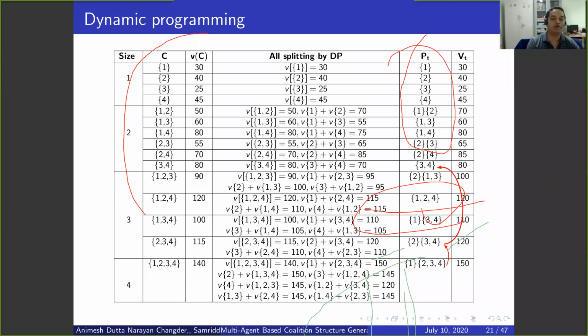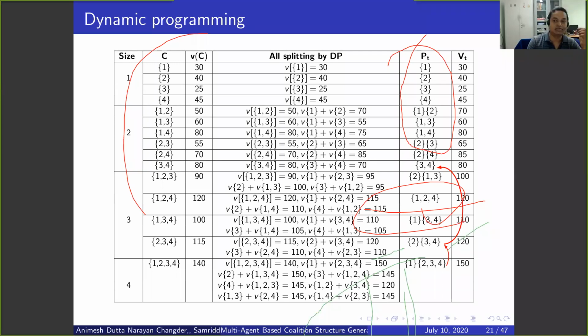Otherwise, you cannot reuse. So one is the time, second is the huge value that you have to keep in the memory. So huge memory requirement will be there in dynamic programming. And you have to wait till the end of the termination of the algorithm. That is a drawback of dynamic programming.